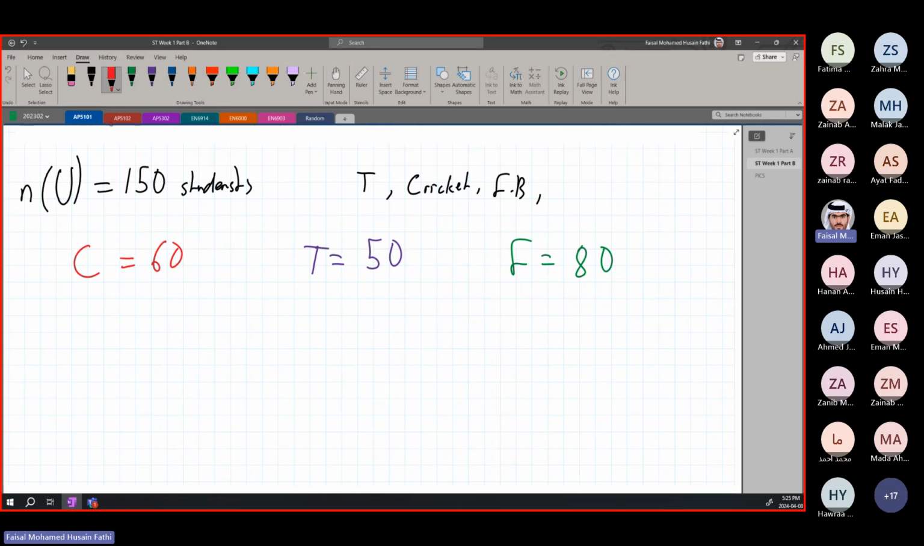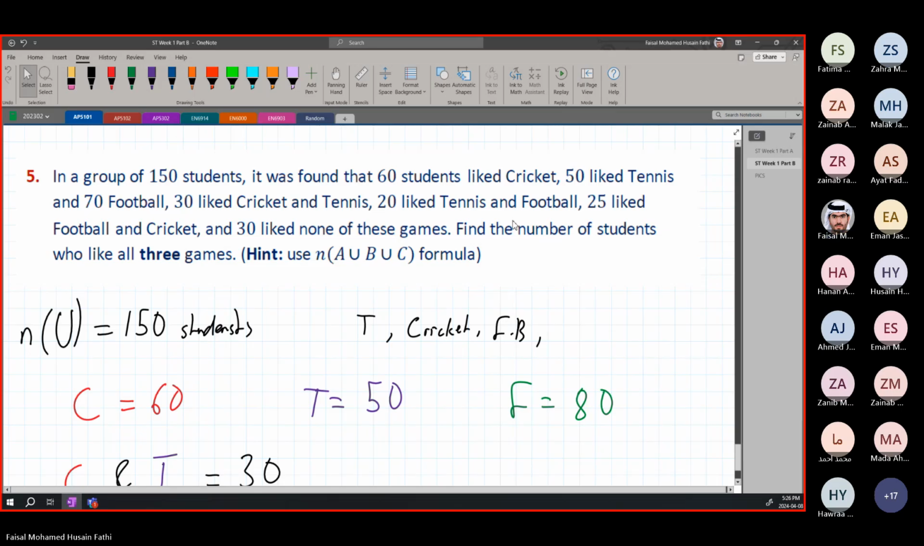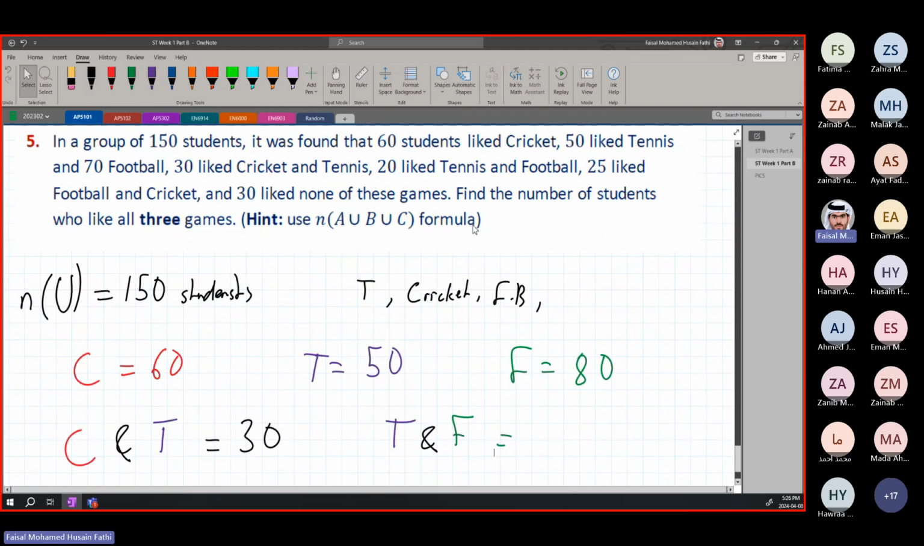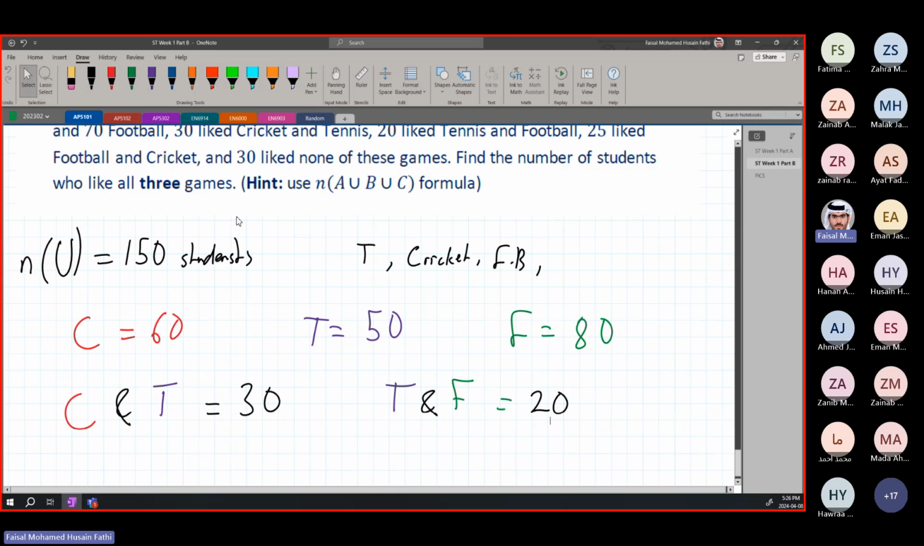So if we're talking about cricket and tennis, they're equal to 30. So the people that like both cricket and tennis, there's 30 of them. And the people that like football and tennis, so T and football, is equal to, how much was it? Football and tennis? 20. All right. And 25 liked football and cricket.